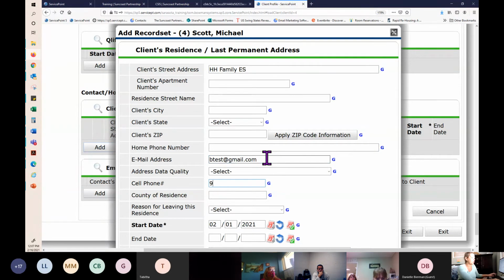We need to be able to have something that we can contact the client after we've enrolled them in the project. You always want to make sure that you have the client's most recent contact information. If they are housed, you would add their actual address. But for clients that are literally homeless, you could enter where they're staying, or maybe they're in an encampment.